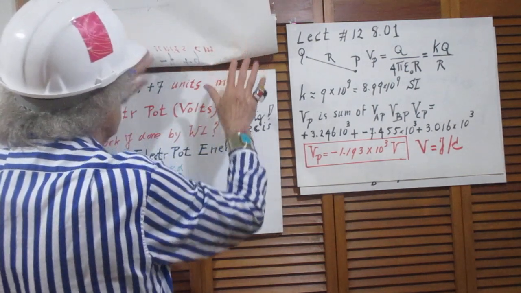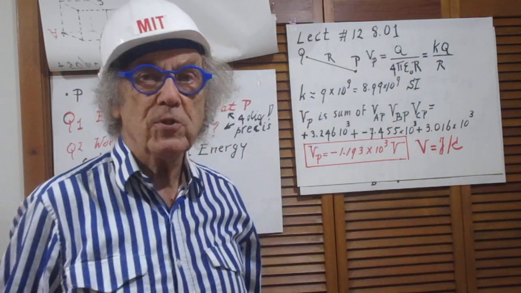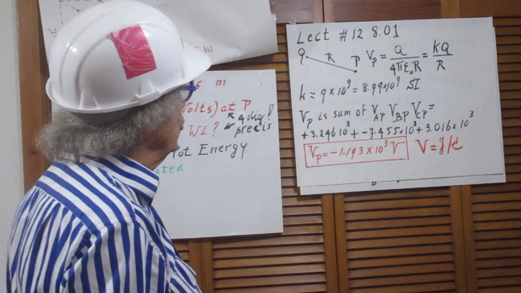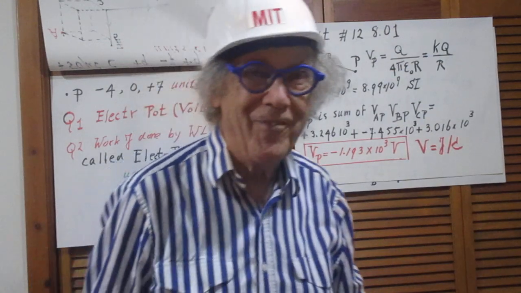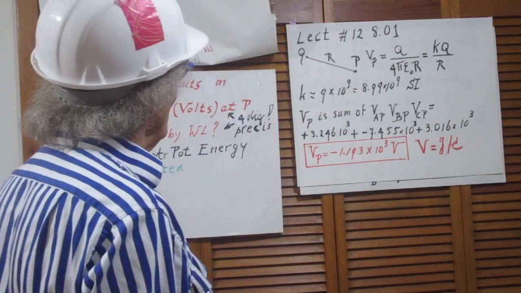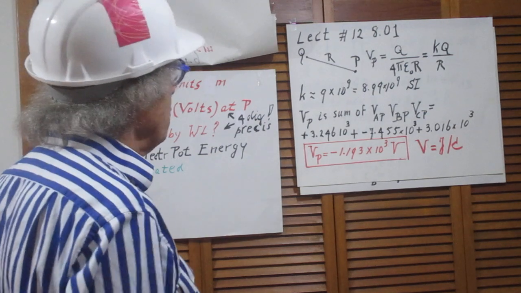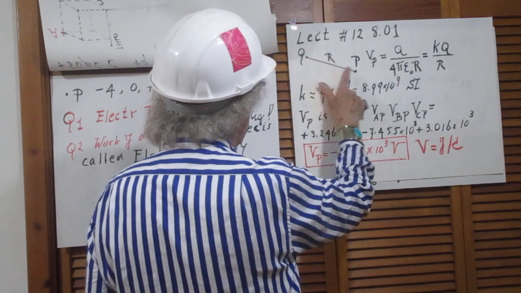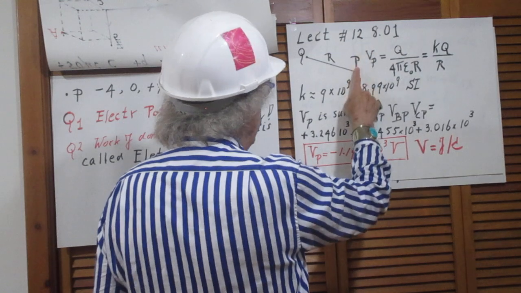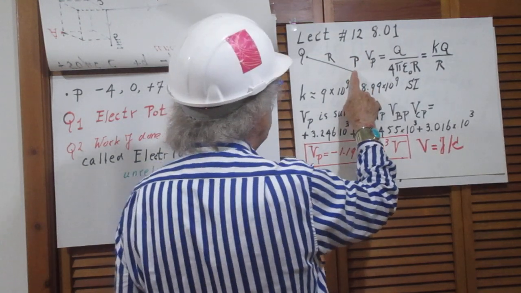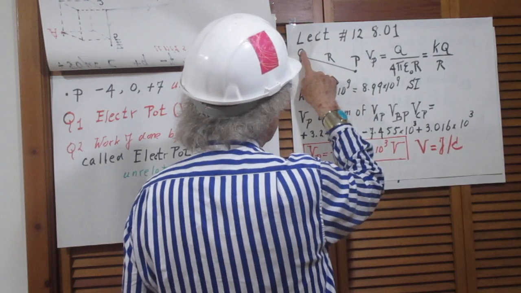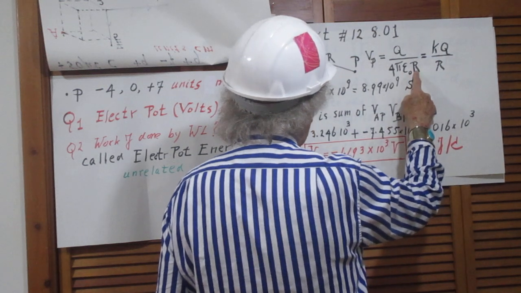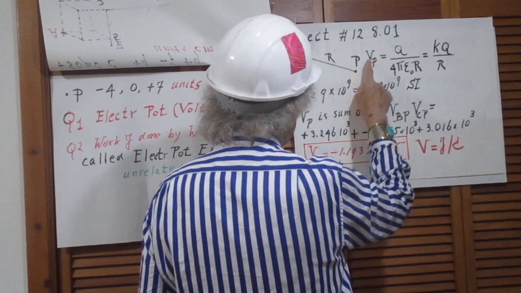Well, I suggest you watch my lecture number 12 of 802, not 801, of 802. I derived there that if I have a charge Q here and at a distance capital R to point P, the electric potential at that point P, V of P, is this charge divided by 4 pi epsilon 0 and divided by R, and R is the distance. It is a scalar.